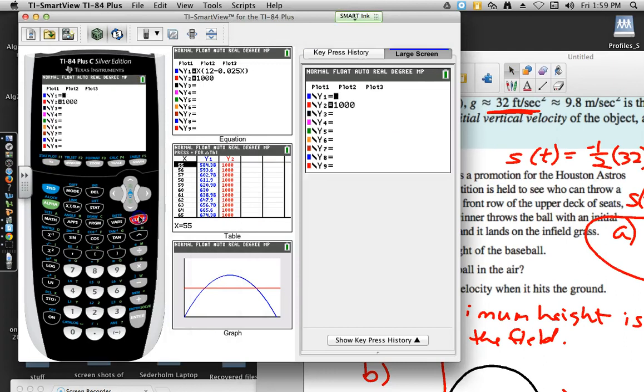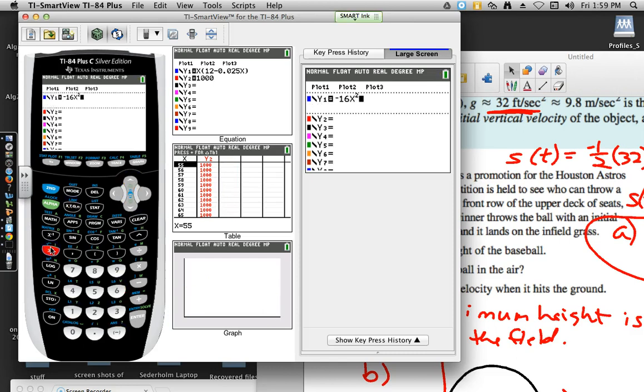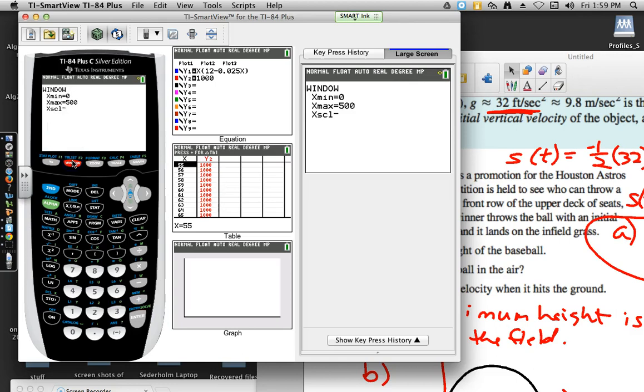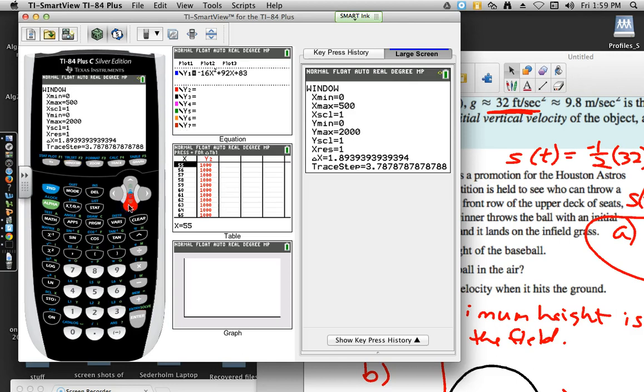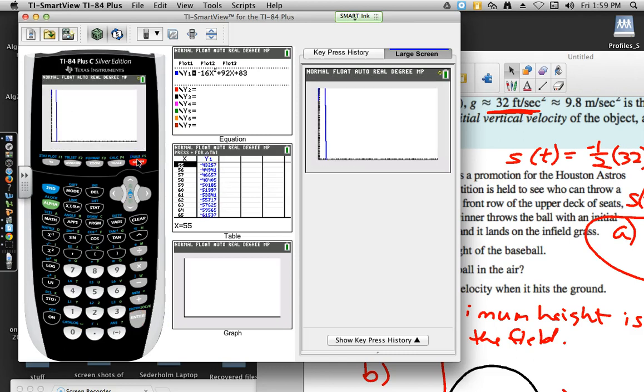So let's go back to the calculator. And we had negative 16 x squared, and then we needed that plus 92 x plus 83. And our window here probably doesn't have to be as large. If this is a ball that's being thrown, and this was in feet, let's try 100 feet, just to see. Okay, well, it went much higher than it did wider. So we'll change that window.